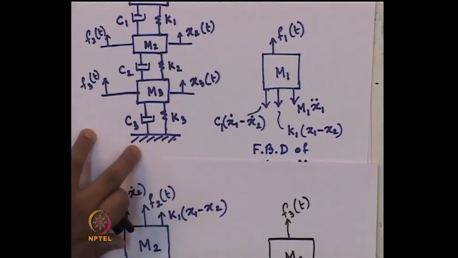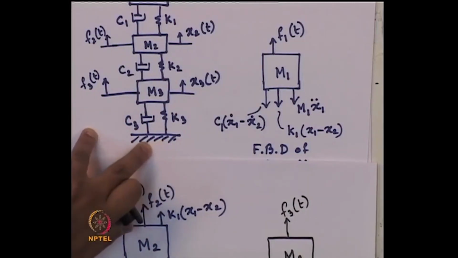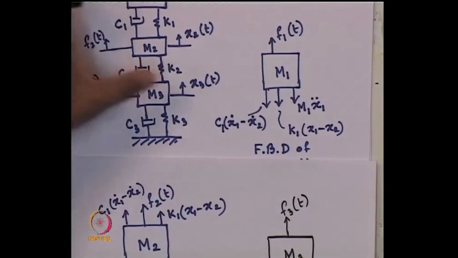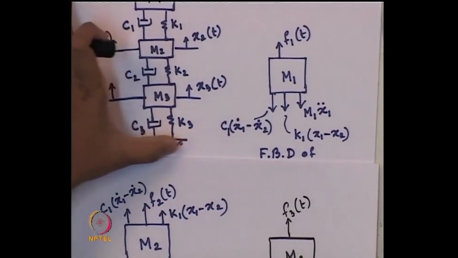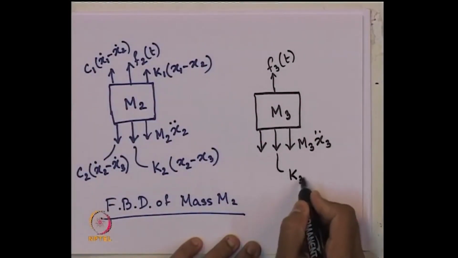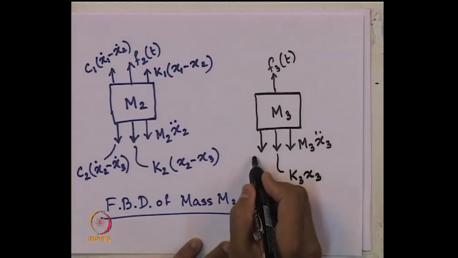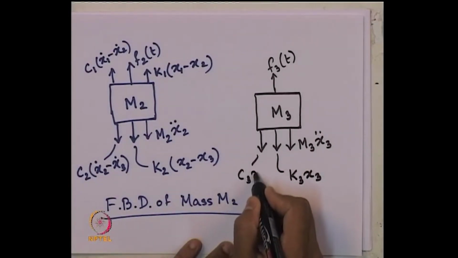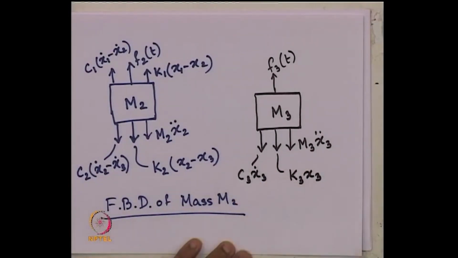Now, they are connected to a fixed support. So, there is no relative displacement, nothing else is there. So, it should be K3 times x3 and this should be C3 times x3 dot.